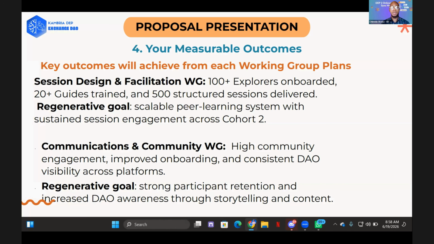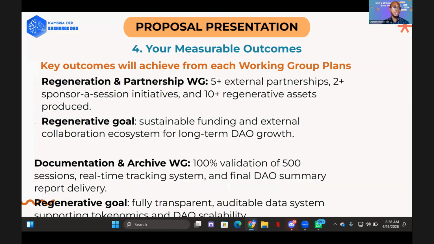Next, for the communications and community working group, we aim to develop high community engagement, improved onboarding, and consistent DAO visibility across platforms. The goal is to develop strong participant retention and increased DAO awareness through storytelling and content.